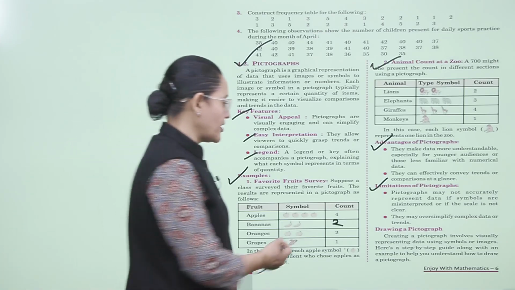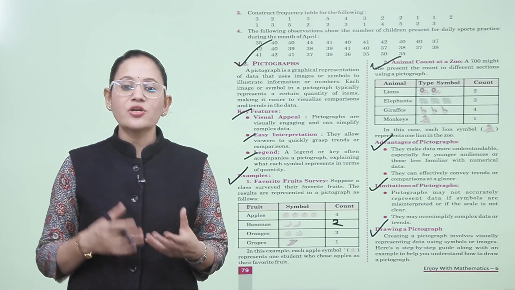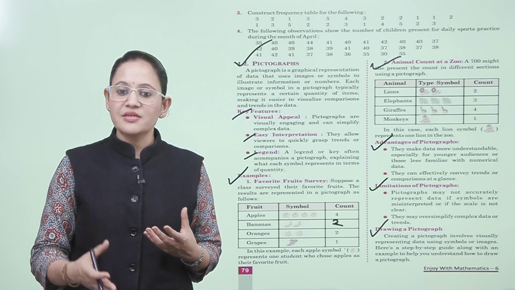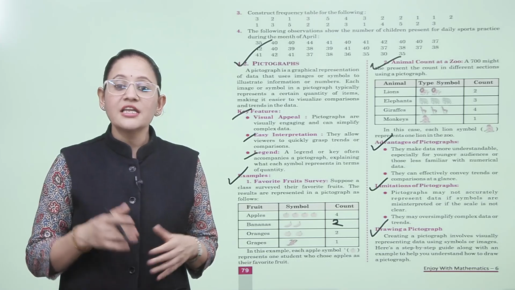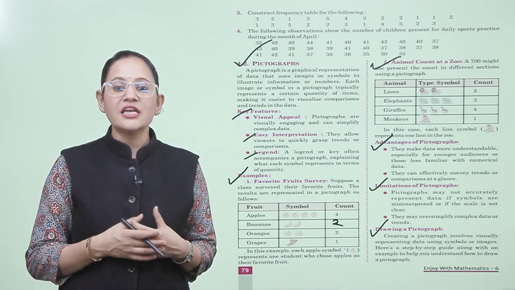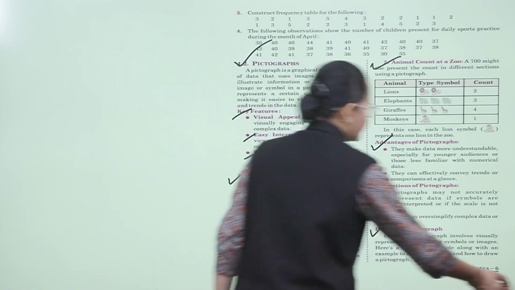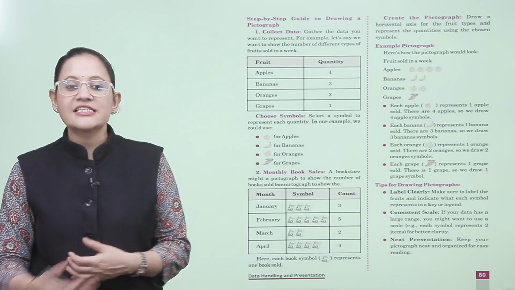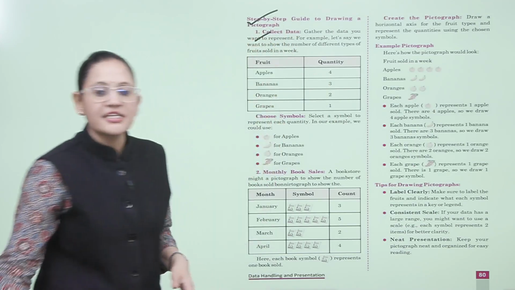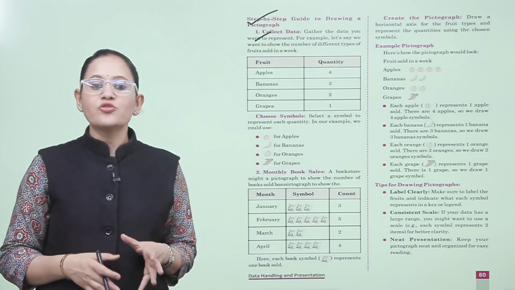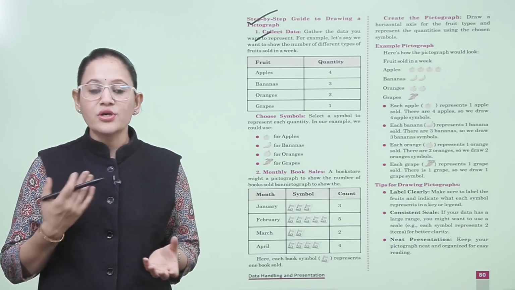Next is drawing a pictograph. Now we will understand how to draw a pictograph. Creating a pictograph involves visually representing data using symbols or images. In a pictograph, we use symbols or images to represent the data. Here is a step-by-step guide along with an example to help you understand how to draw the pictograph. Next is the step-by-step guide to drawing a pictograph. First, collect data. Gather the data you want to represent. For example, let's say we want to show the number of different types of fruits sold in a week.